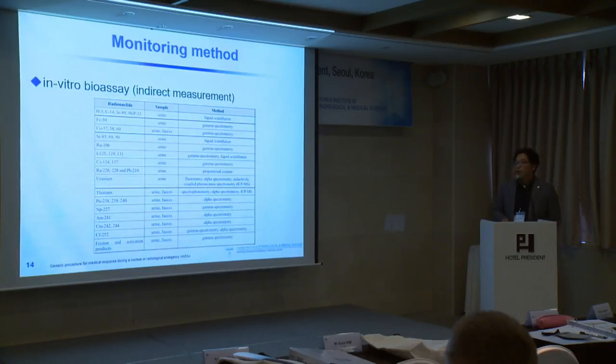to the real case. In case of in vitro bioassay, you can refer to this list. If tritium was contaminated, urine samples will be useful using the liquid scintillation counter. Or for plutonium, urine or feces, alpha spectrometry will be useful. So we can refer to this. Or if you have already established bioassay techniques, you can choose. But all the monitoring methods must be verified and validated.